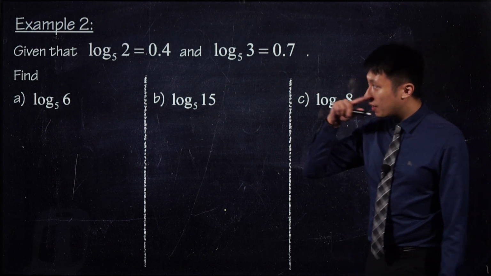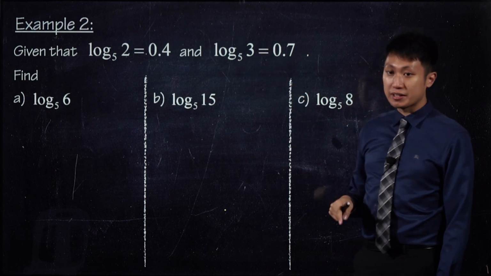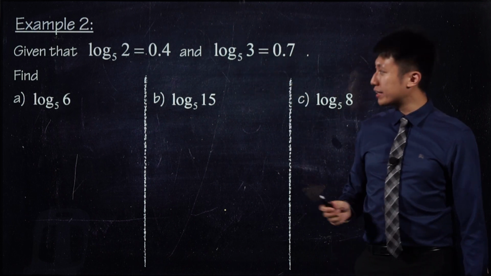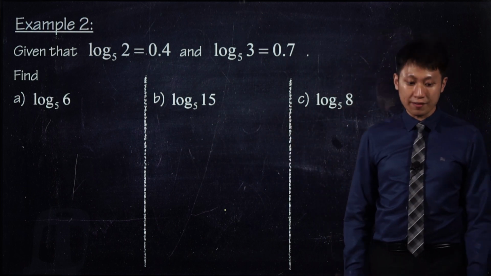Example 2. Given that log base 5 of 2 is equal to 0.4 and log base 5 of 3 is equal to 0.7, without using a calculator, please calculate these three values. Okay, so let's solve it.